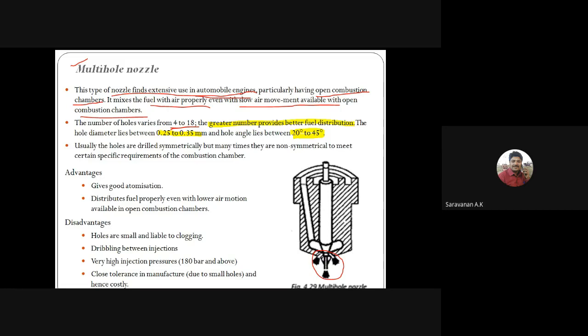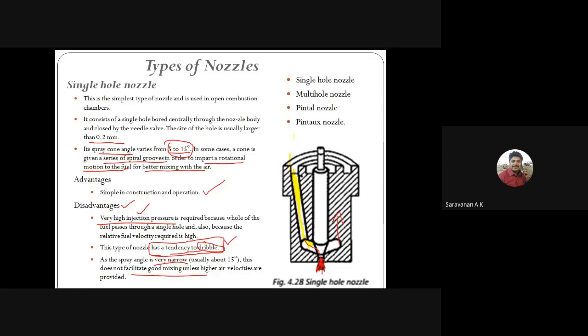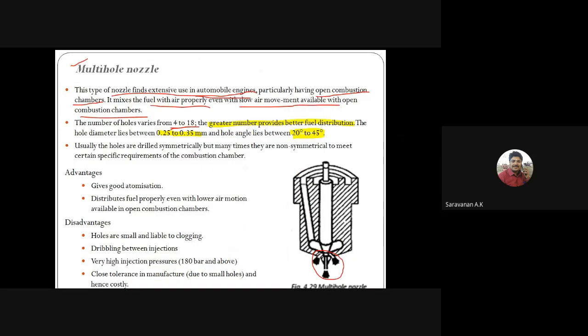So for the single hole, the diameter will be larger than 0.2 mm, and here you can see the hole diameter will be 0.25 to 0.35. For the single hole we have only one hole, but in the multi-hole we have a range of 14 to 18 holes. So if we increase the number of holes, it helps to give a better fuel distribution.